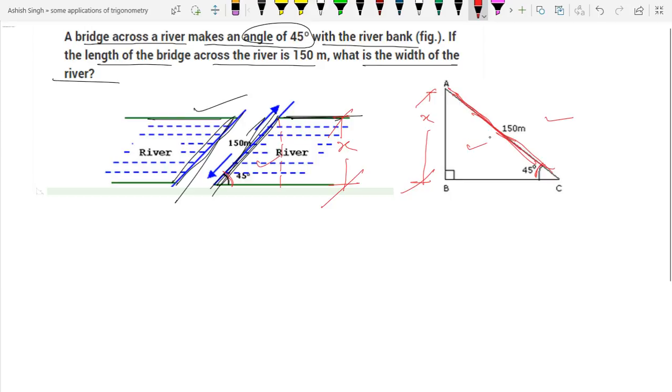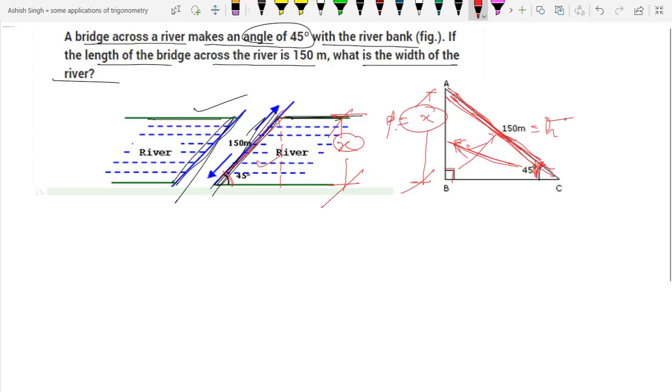So if the diagram looks like this, this becomes the width of the river X, and this is the length of the breeze, 150 meter. I need to find the value of X. See, this is the angle, and the side opposite to this angle is called perpendicular. The side which is opposite to 90 degrees is called hypotenuse.